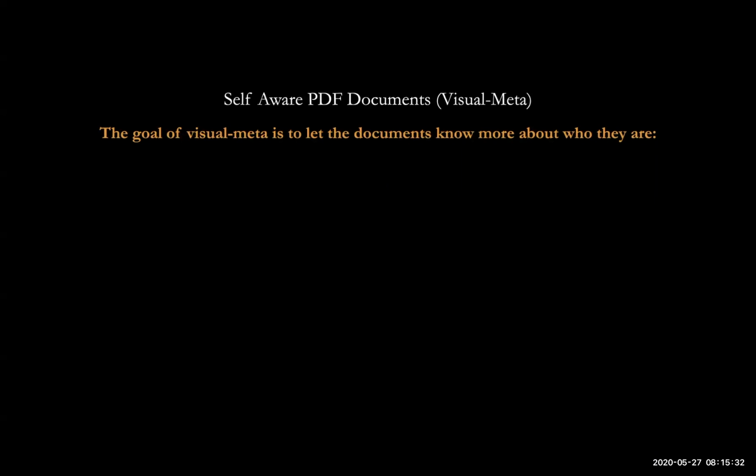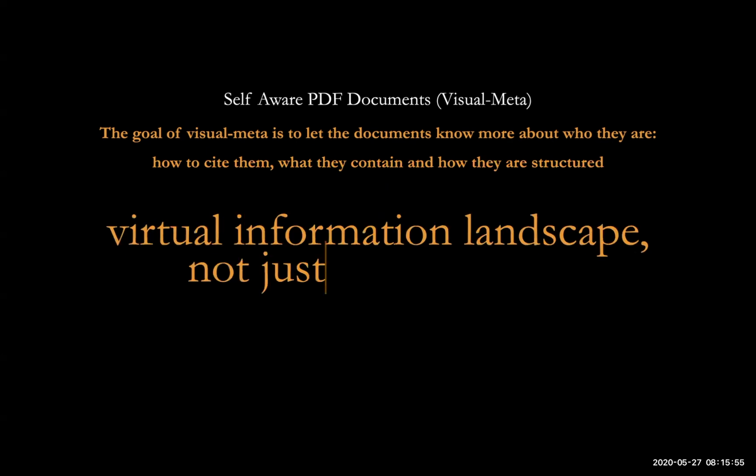The goal of visual meta is to let documents know what they are. In other words, who created them, i.e. how to cite them, what they contain, how tables and other data is formatted, and how they are structured in terms of headings and so on. Having this self-awareness gives bots or AI or humans the ability to interact with them as though they are virtual information landscapes and not just frozen pixels.